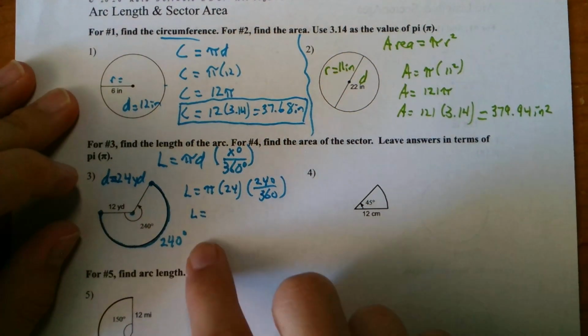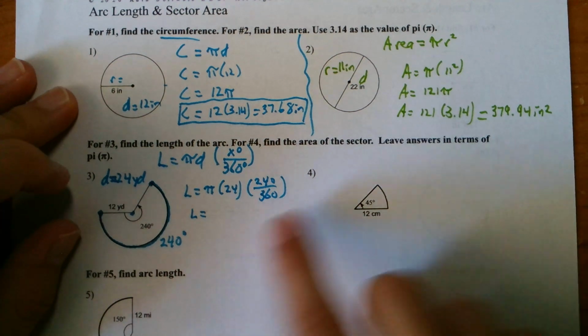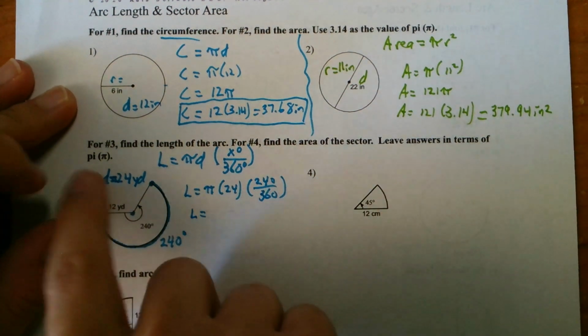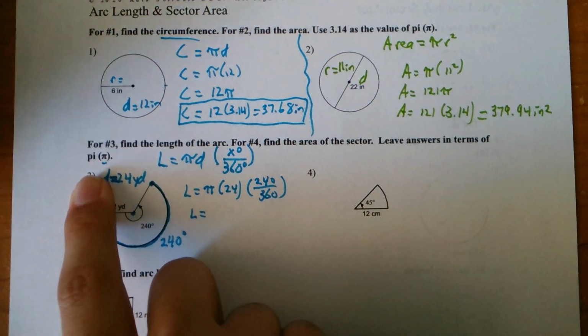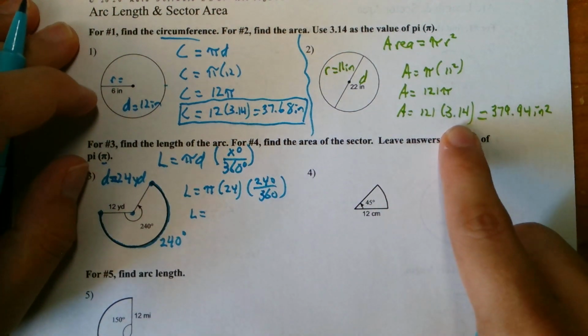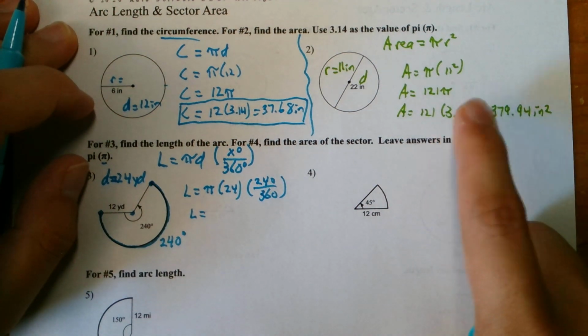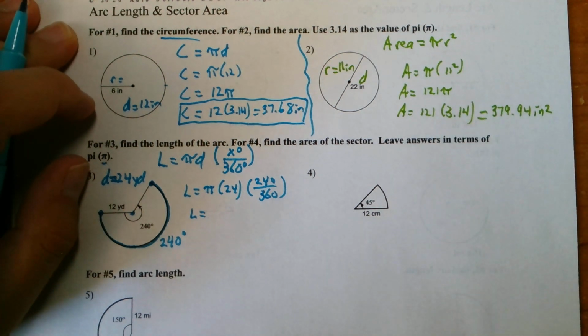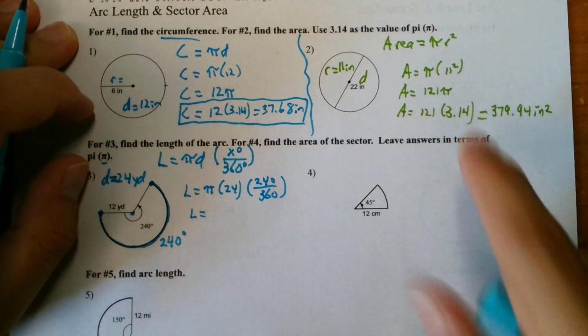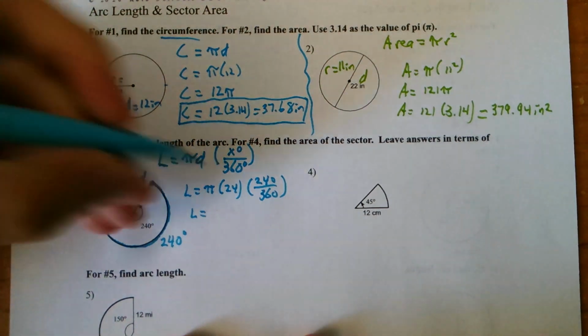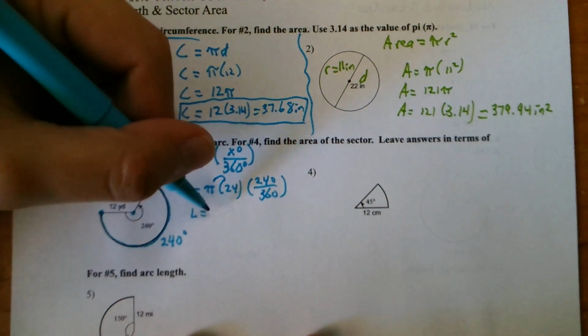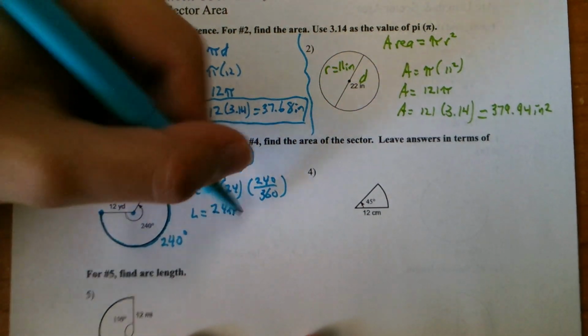Okay, now I didn't mention this yet, but with this example, we're going to leave our answer in terms of pi. In other words, we're going to leave pi as a symbol. We're not going to change it like we did over here. The reason we're doing that is because if we need to, we can always change pi at the very end when we're done. For now, though, we're just going to leave it as the symbol. So I'm going to go ahead and rewrite this as 24 pi.